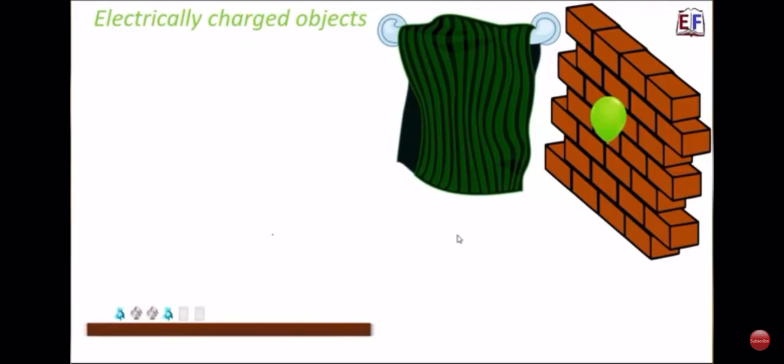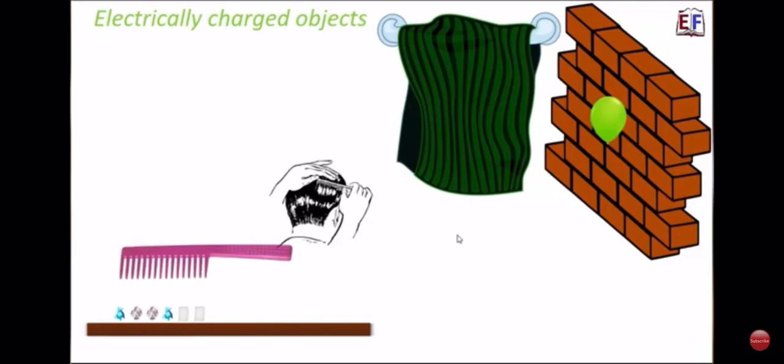Let's look at another example. These are some bits of paper. You take a plastic comb, bring it near these bits of paper. What happens? Nothing. Now you take the same comb and comb your hair for some time. After that, you repeat the same thing. Bring the comb near the bits of paper and this time you see that the bits of paper are dancing. That's because they get attracted towards the comb. Why? Because the comb here is electrically charged by rubbing with your hair.